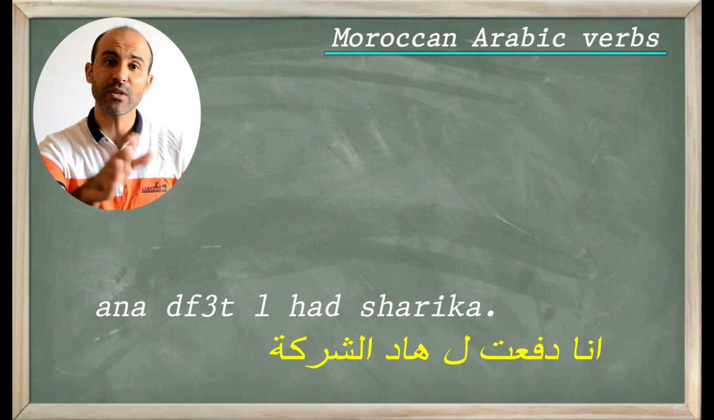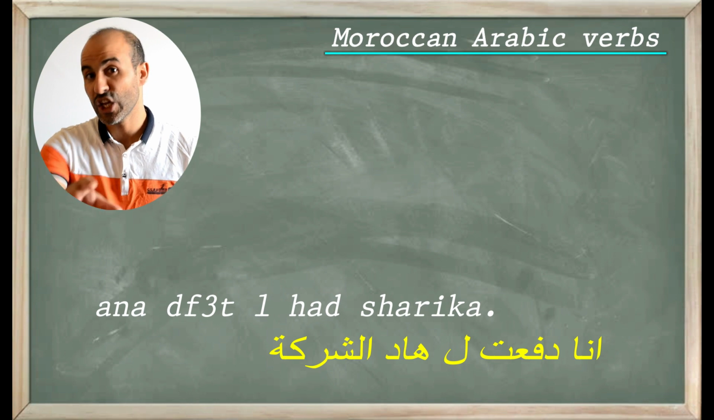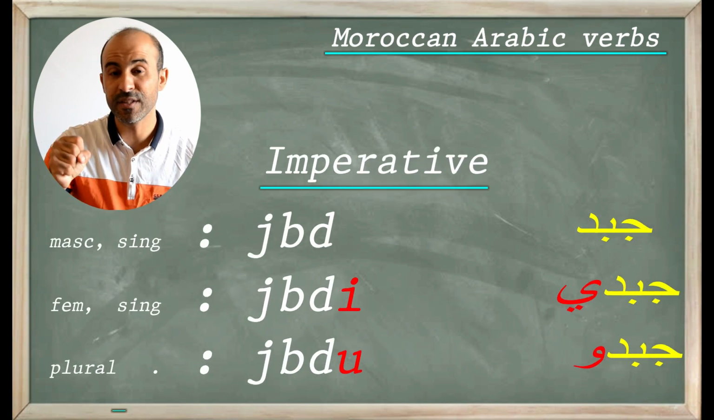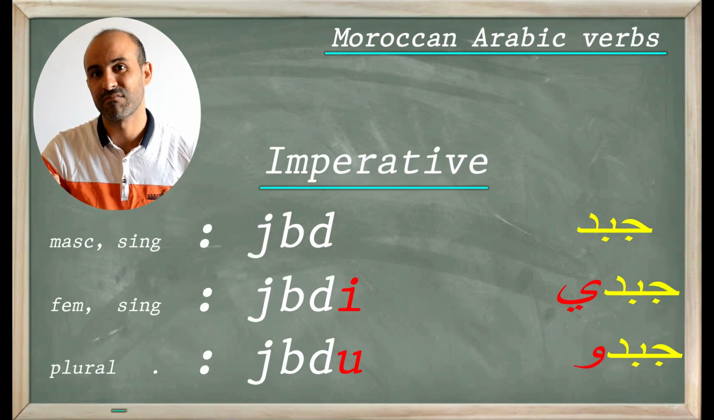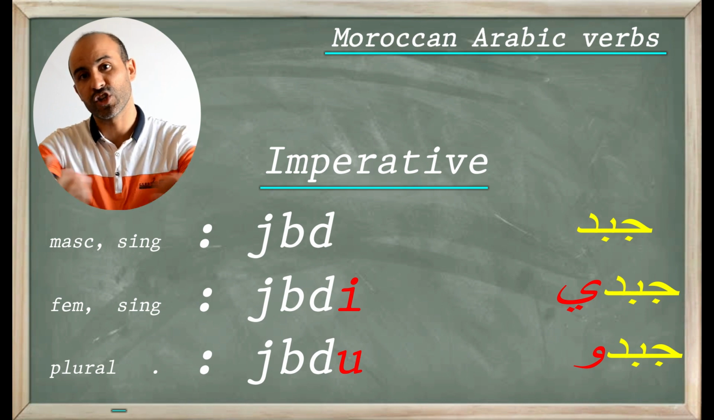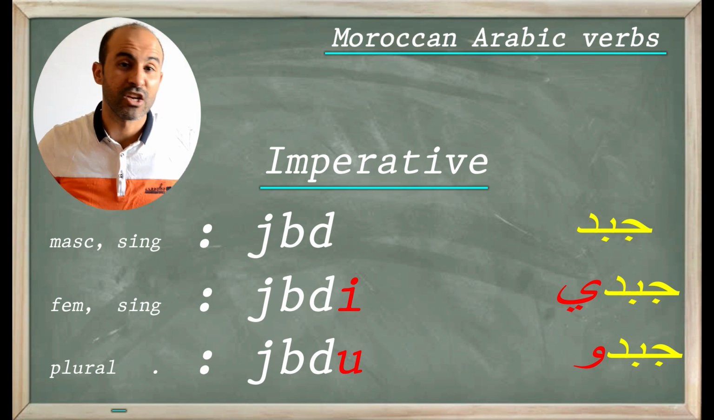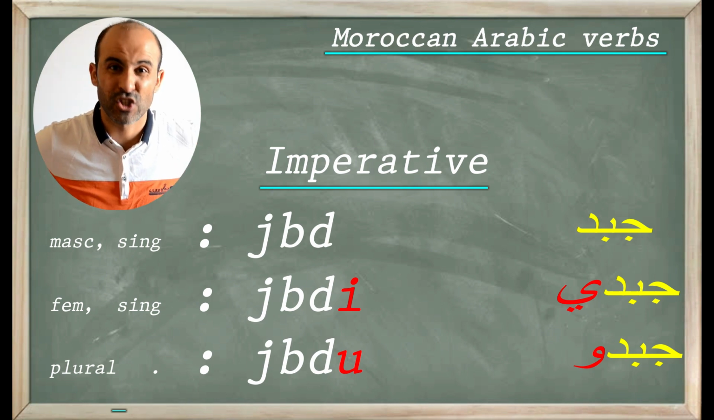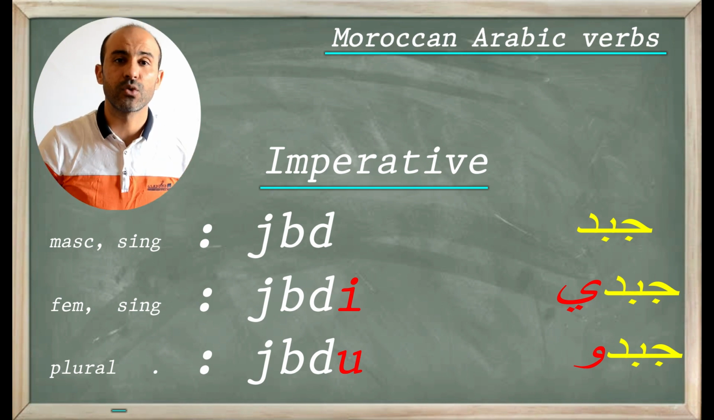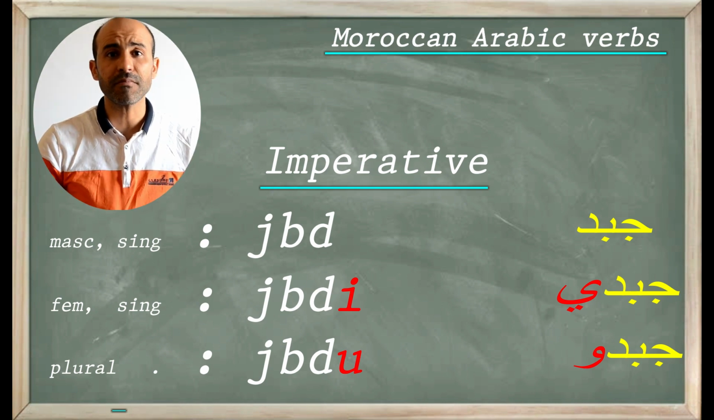Great. So now let's move to the other verb, which is جبد. Some people say جر. So جبد or جر is to pull something. Let's do now just جبد.